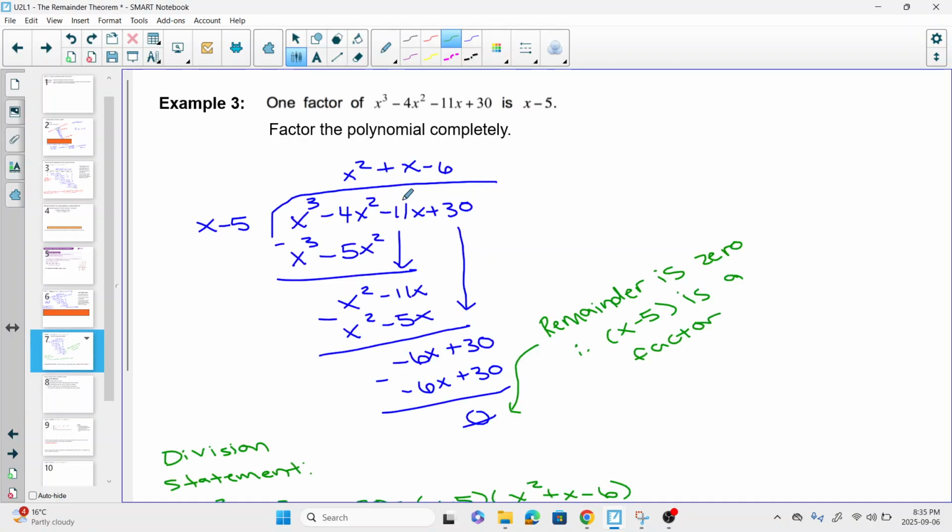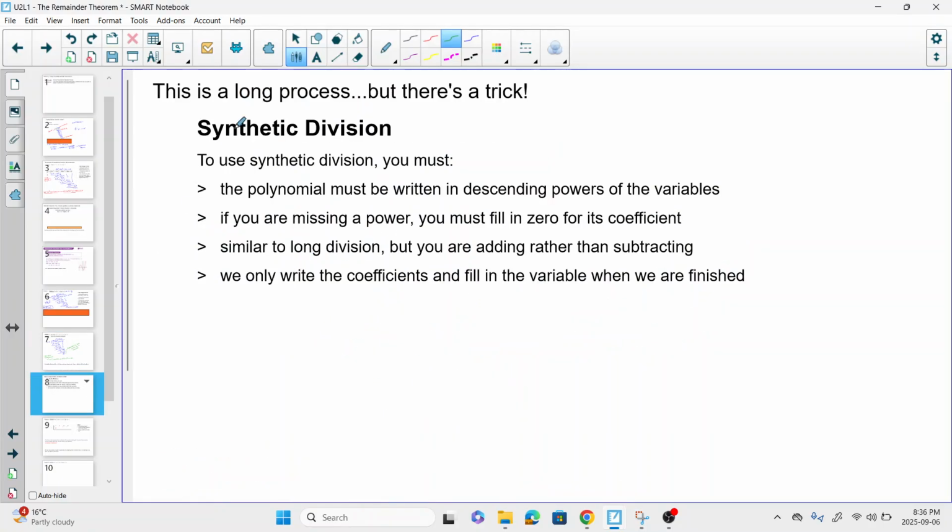Now, obviously it's not terribly painful, and honestly once you do it more and more, the long division of polynomials becomes easier, but there is a trick, and the trick is called synthetic division. And I think some of you may or may not have been exposed to this in 3U, but I will teach it as if you have not.